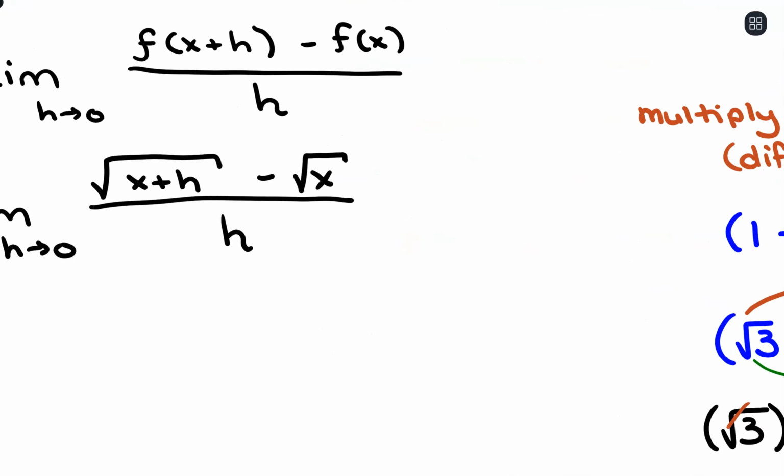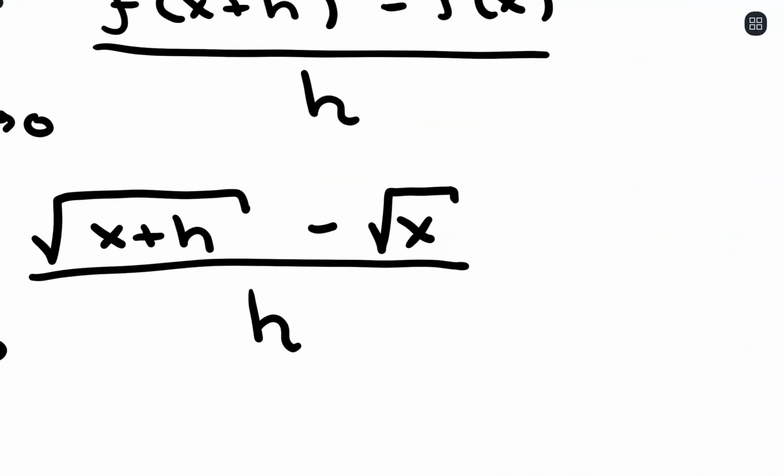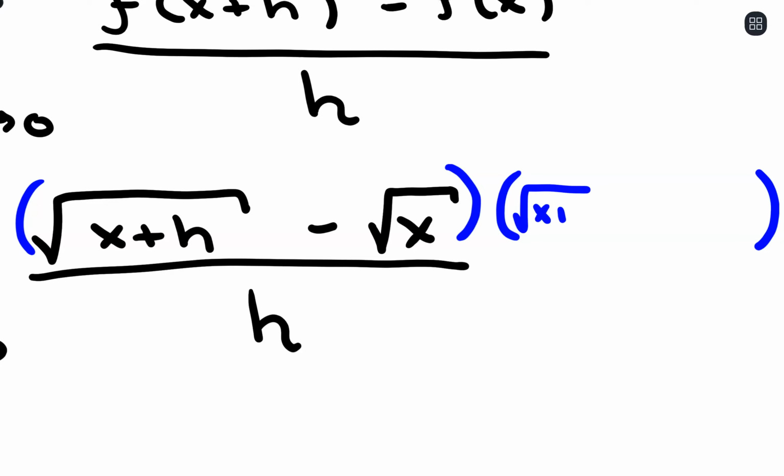All right, so let's bring that here. I have my numerator, which is the square root of x plus h minus the square root of x. I want to multiply by the conjugate. So I basically want to keep the square root of x plus h. I want to keep the square root of x for the second term. And we had subtraction in there, so my conjugate should have addition.